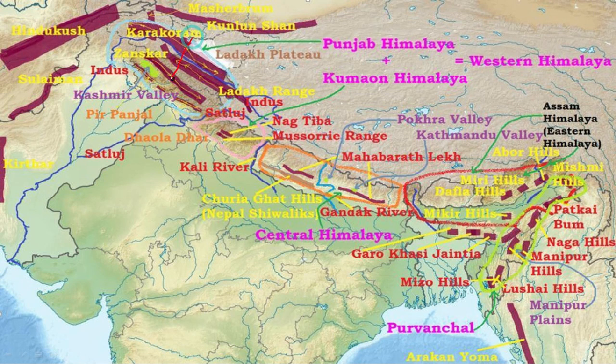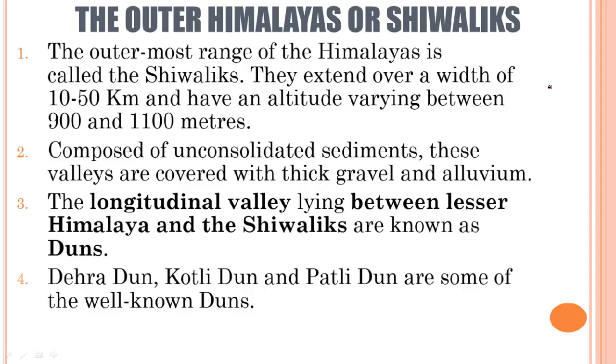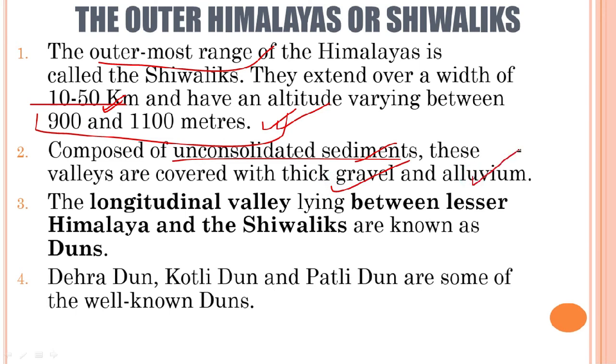So when we descended from the greater Himalayas, we came to the middle Himalayas and we found Kashmir Valley, Pir Panjal, Dhauladhar, etc. We have learnt about the Shivaliks, that it is the outermost range of the Himalayas, the width varies between 10 to 50 kilometers, and the altitude varies between 900 and 1,100 meters. It is composed of unconsolidated sediments and the valleys are covered with thick gravel and alluvium.